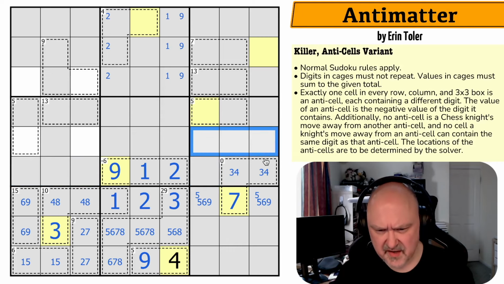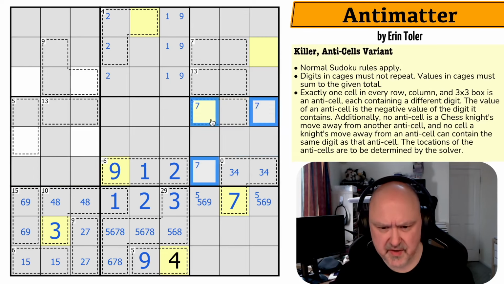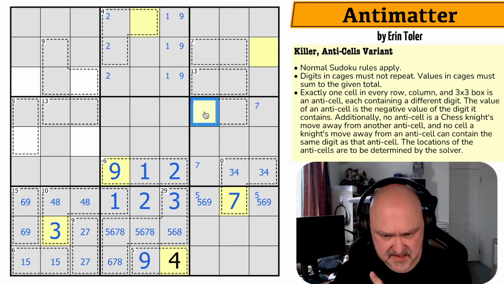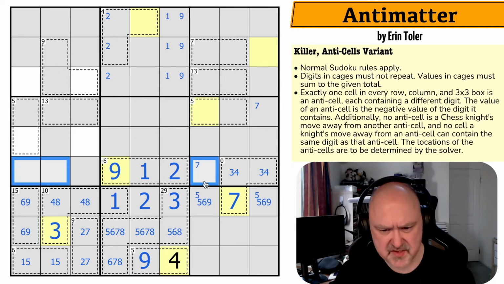7 can't go in any of those. Or there. So 7 is in one of those 3, but it can't be in the anti-cell. So 7 is in one of those 2. 7 in this row is in one of those 3.